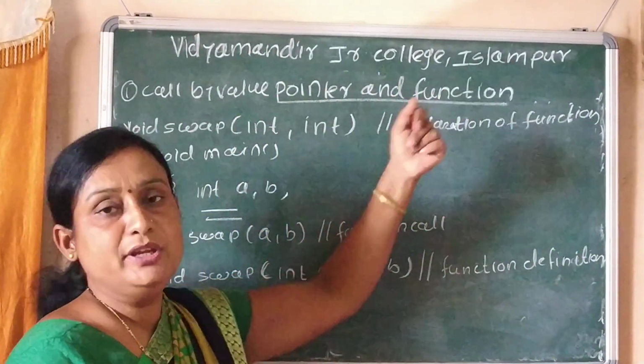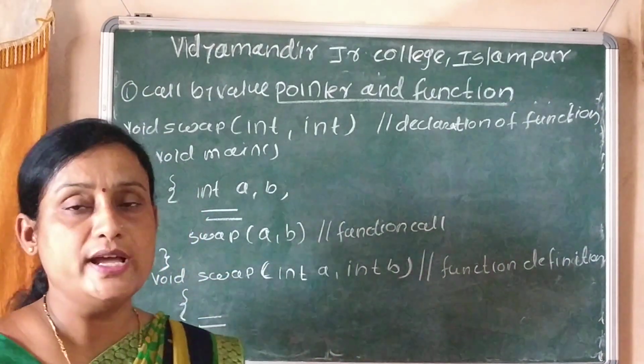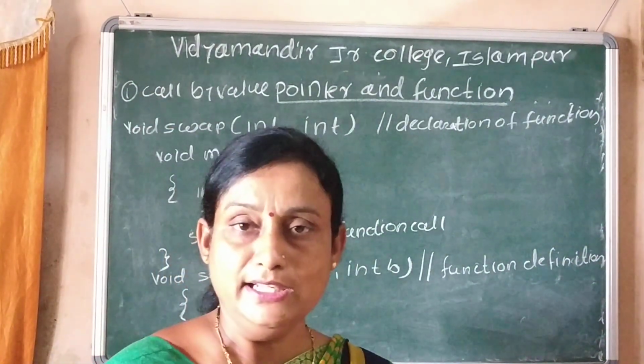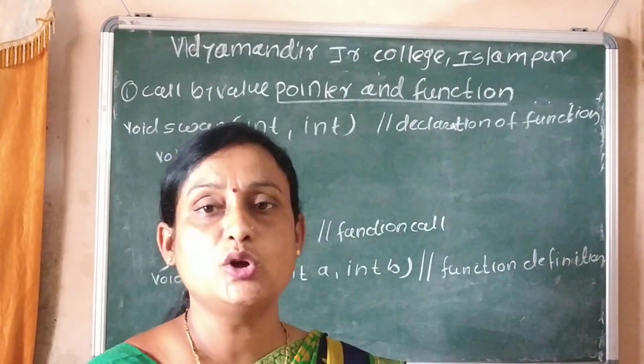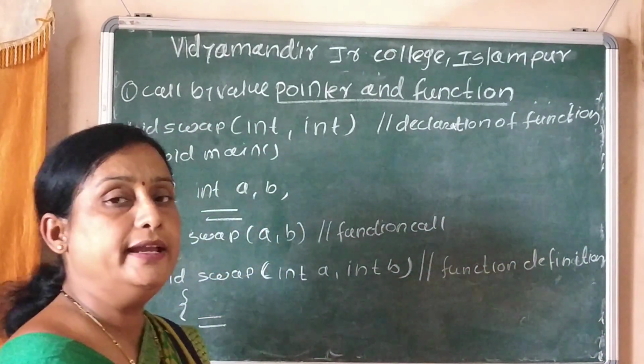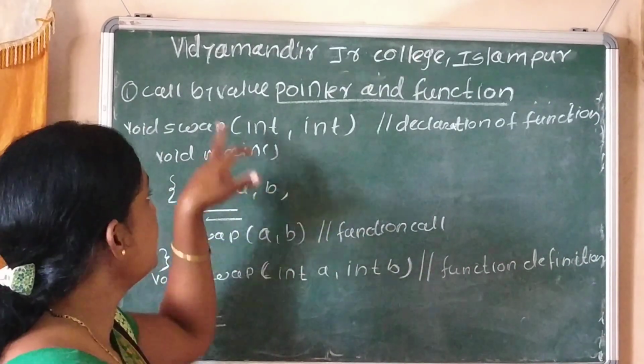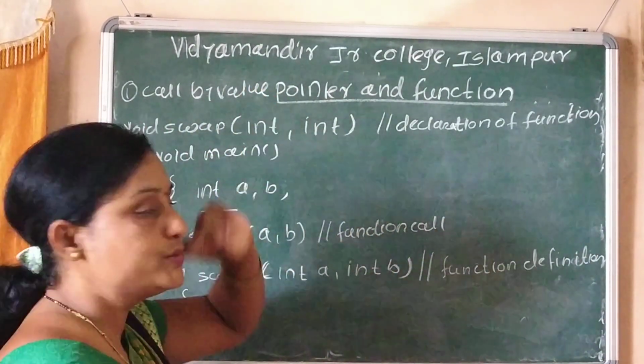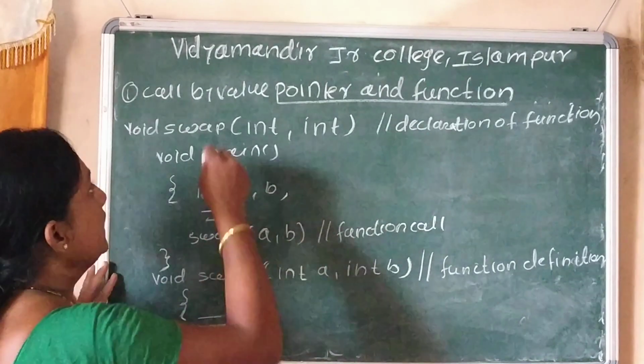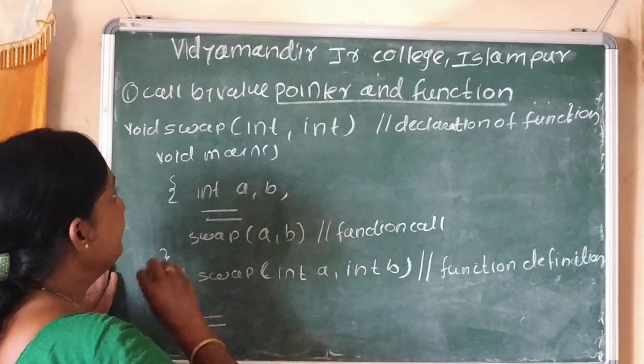The pointer can be used in a function in two ways. One method is call by value and the second is call by reference. In this point we discuss the call by value subpoint. It is the call by value.